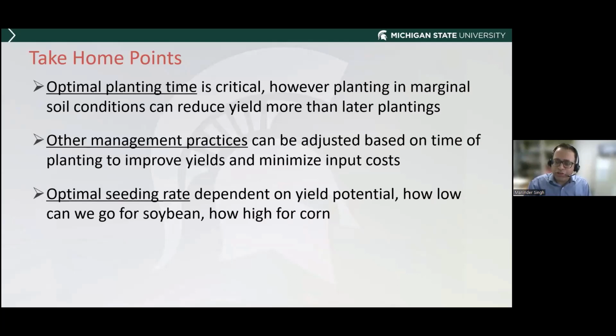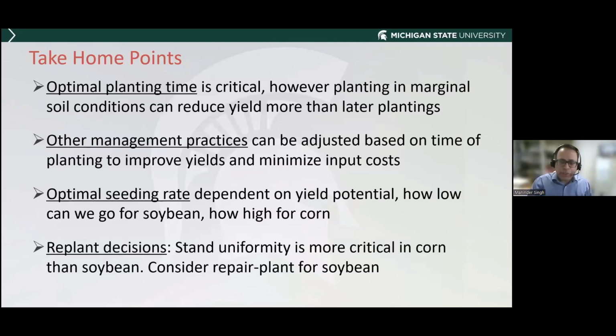Based on our yield potential, the idea is how low we can go for soybeans, how high we can shoot for corn without, again, hitting that lower declining curve there, right? And replanting, again, something to keep in mind, looking at stand uniformity and thinking about this repair plant idea instead of replanting if we see issues in terms of stand issues in soybeans.